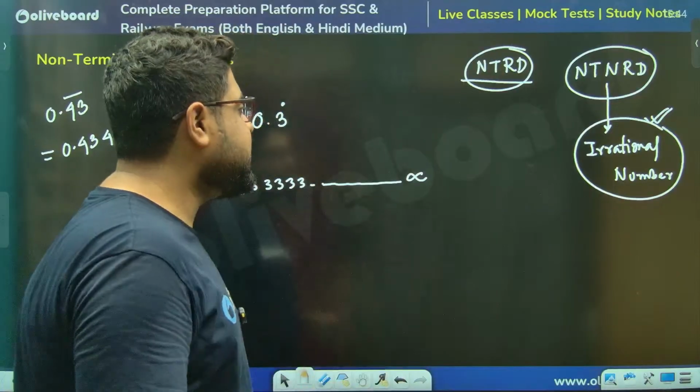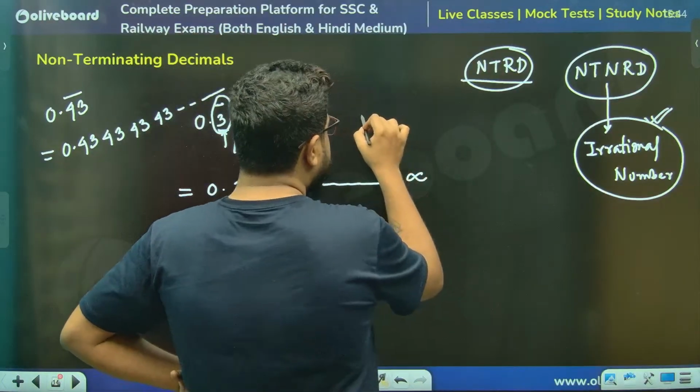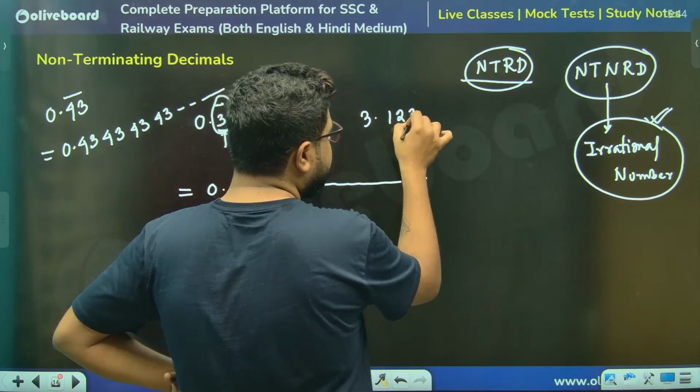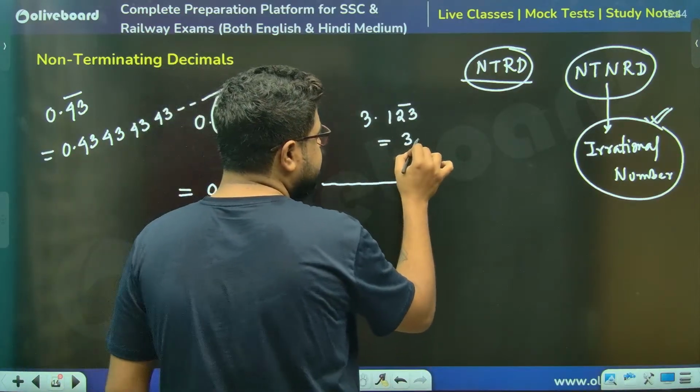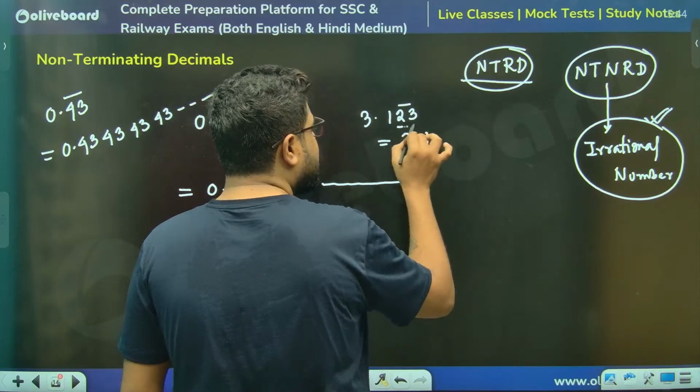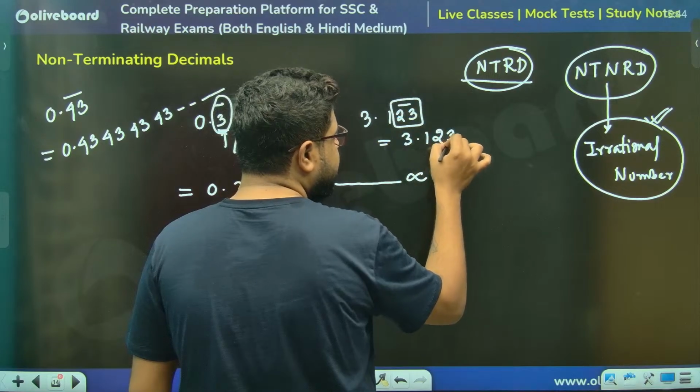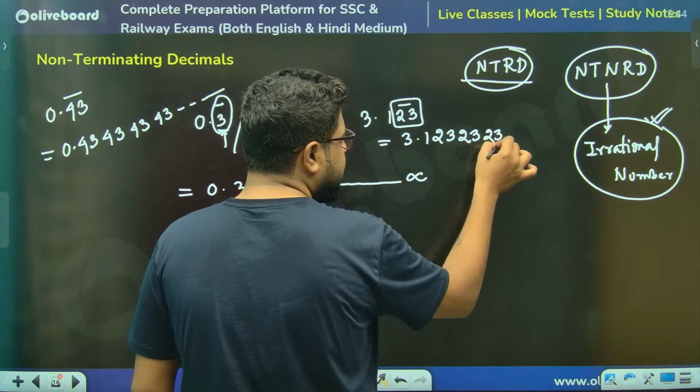Now it might so happen, what if they ask you 3.123 where 23 only has the bar on top? It means 3.1, so only this part you focus on. 2, 3, 2, 3, 2, 3, and so on.